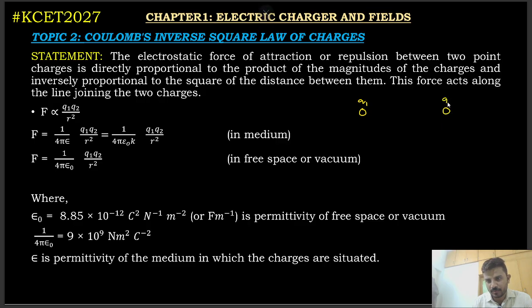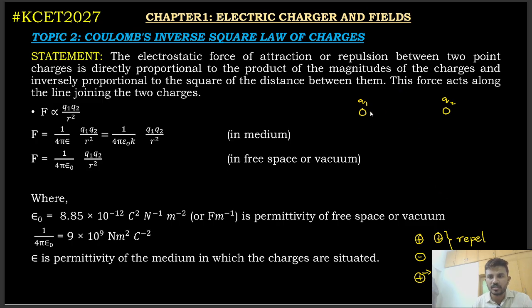In the last class we discussed that if we consider two charges, they may get attracted or repelled depending on their polarity. For example, if I take two positive charges, they repel each other because like charges repel each other. And if I consider two negative charges, they also repel each other. Two like charges repel each other. But if I take a positive charge and a negative charge, they attract each other. So unlike charges attract each other. So they attract or repel, but what is the magnitude of the force?